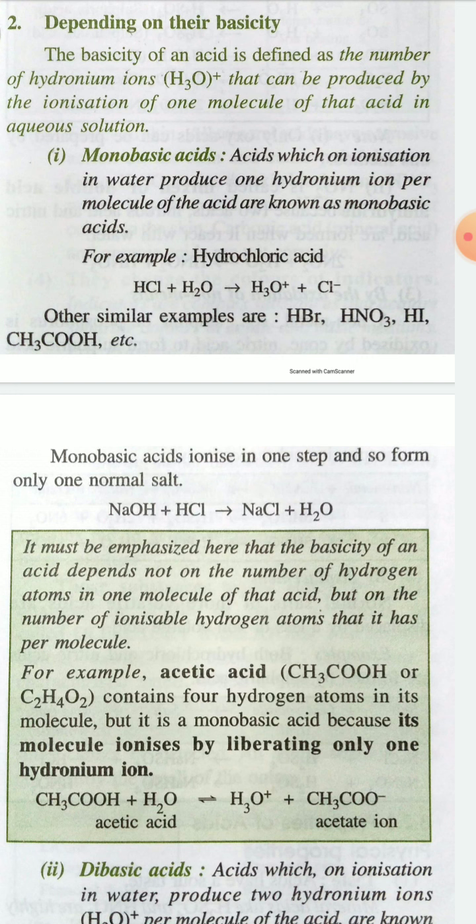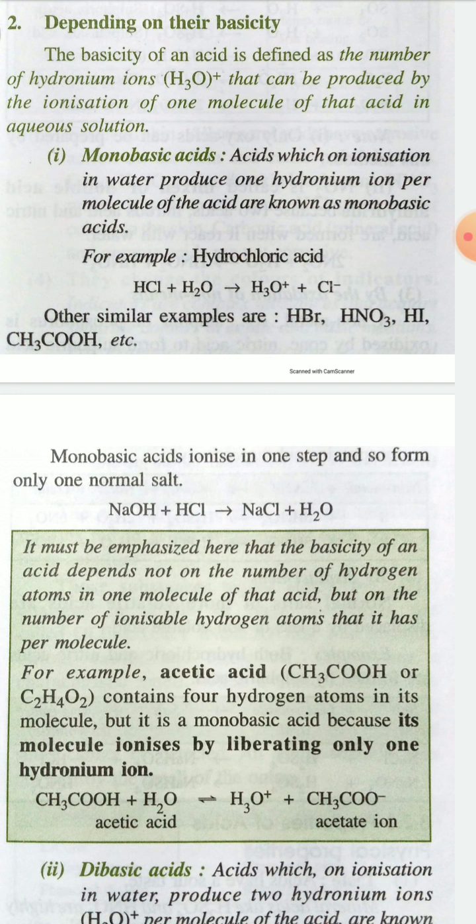Sometimes they are not ionizable hydrogen atoms. For example, acetic acid. In one molecule of acetic acid, the formula is CH3COOH, which contains a total of 4 hydrogen atoms. But all hydrogen atoms are not ionizable hydrogen atoms. Only one hydrogen atom is an ionizable hydrogen atom in the case of acetic acid.